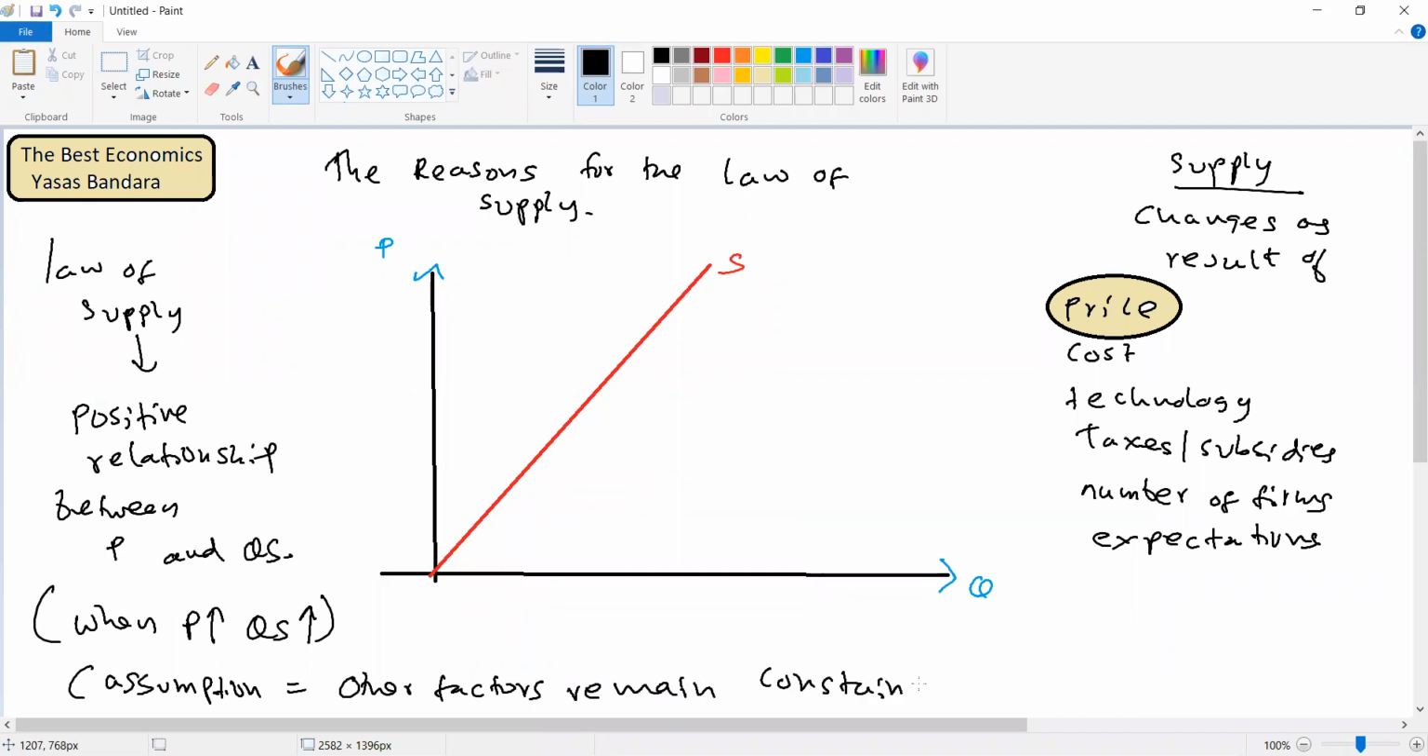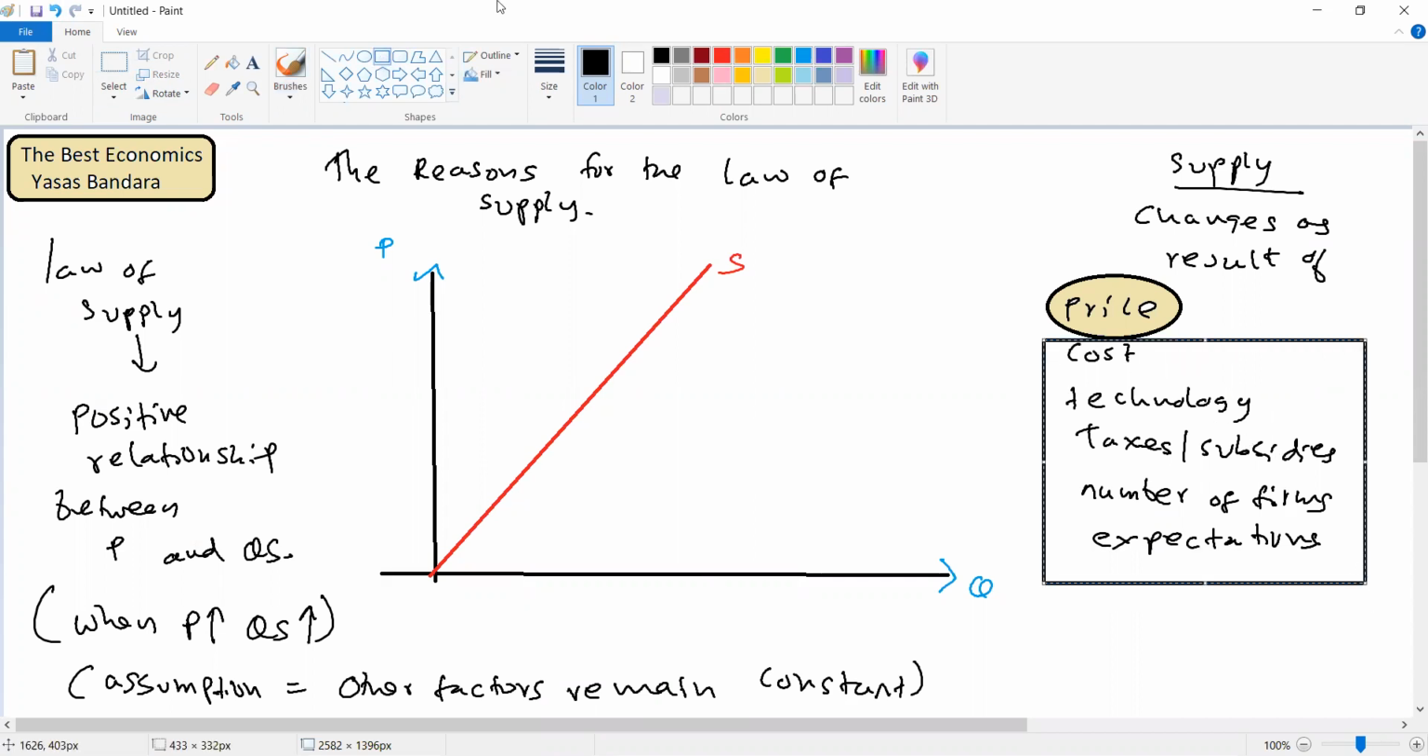Now what are these other factors? If you look at the right hand side top, you can see what the other factors are. Okay, so cost, technology, right? All these are other factors. So these other factors will remain constant and only price changes.